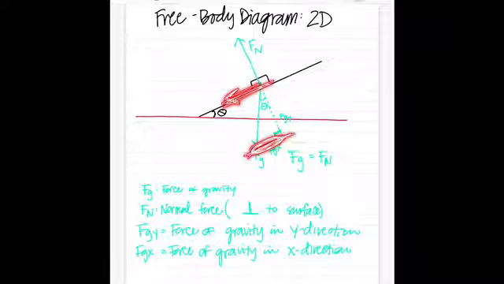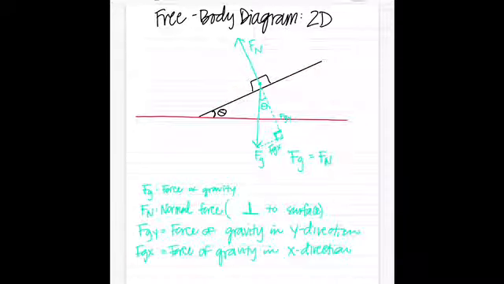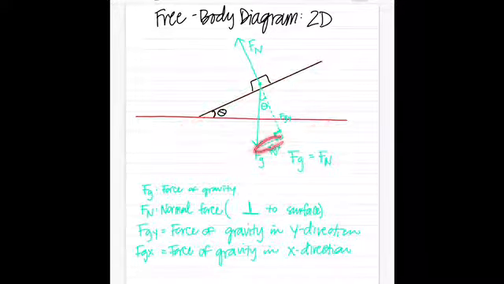Okay, if you notice, these two are parallel to each other. When we drew this, these become parallel to each other, which means that they are acting together. So this is the same angle as this right here, so that means that they are acting together. So this vector, that Fg of x, is what's actually pushing the box down the incline.